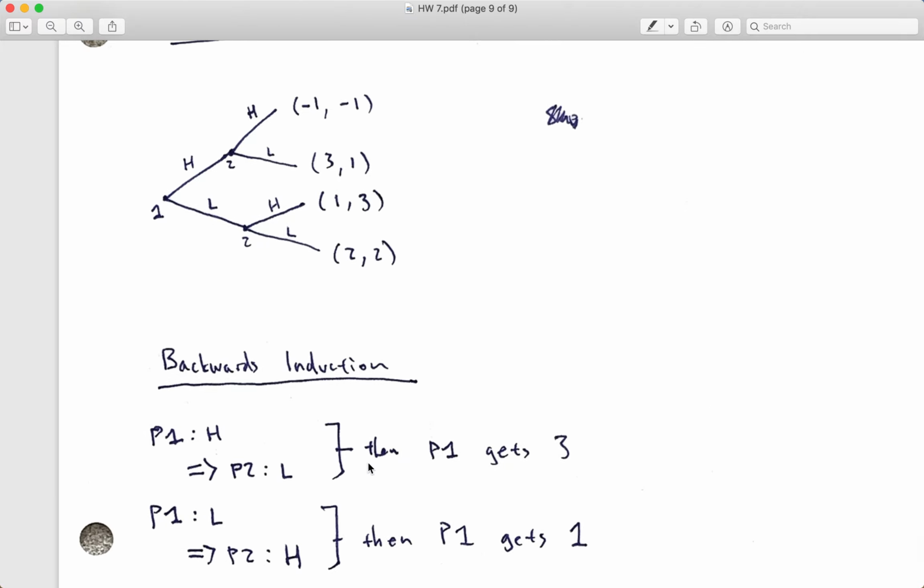So now, if player 1 picks H, then we get L. And if player 1 picks L, then we get H. Player 1 knows this, and so player 1 considers, well, which case do I prefer? If we do H and L, player 1 gets 3. If we do L and H, player 1 gets 1, and so 3 is better than 1, and so HL is going to be the backward induction solution to this tree.